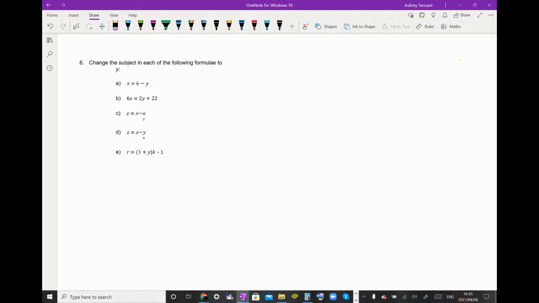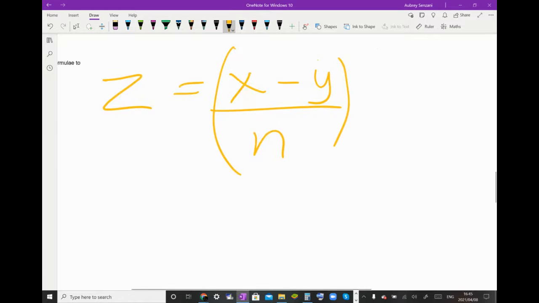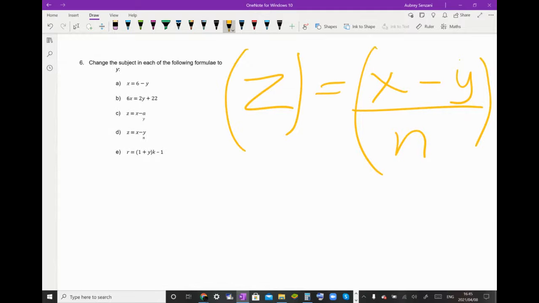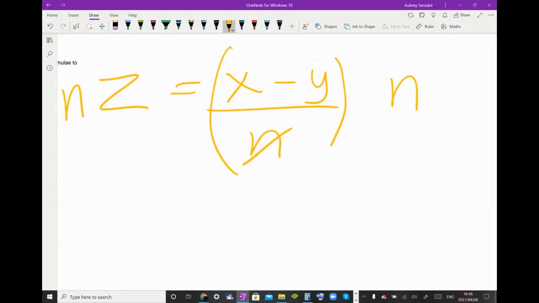With the D, what are we doing? We're saying Z is equals to X minus Y divided by N. So what do we do here? We want to make Y the subject of the formula. First things first, we need to get rid of N. So times N on the one side. Actually, let me not make it more complicated than it needs to be. Then times N, this will cancel out that.